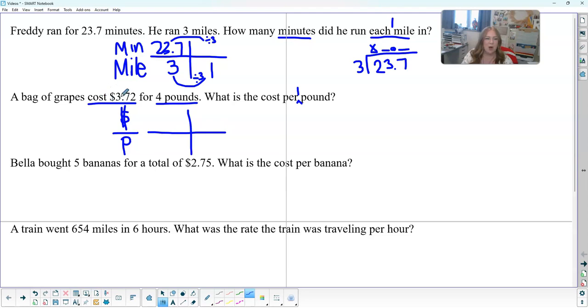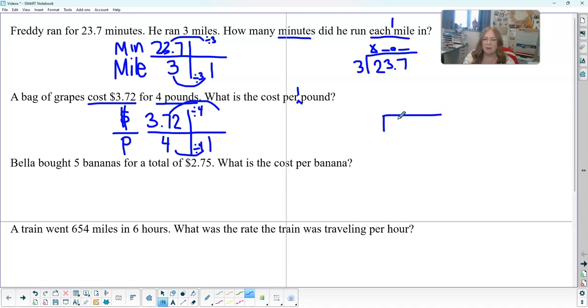So the cost was $3.72, and that gave me 4 pounds. Now it wants to know the cost. We're looking for the cost of 1 pound. So how do I get from 4 to 1? We divide by 4. So now how do I get from $3.72 to the cost of 1 pound? I also need to divide by 4.